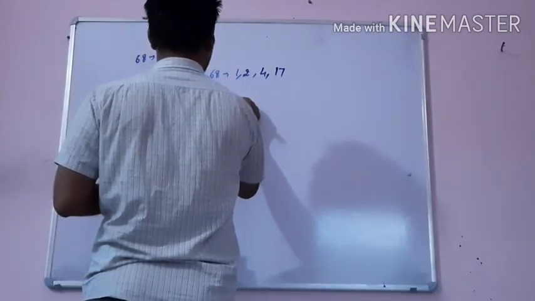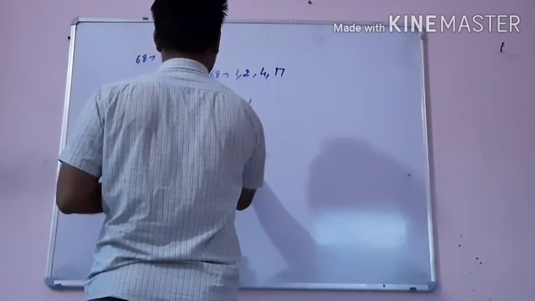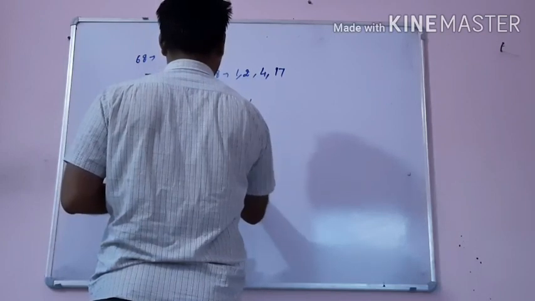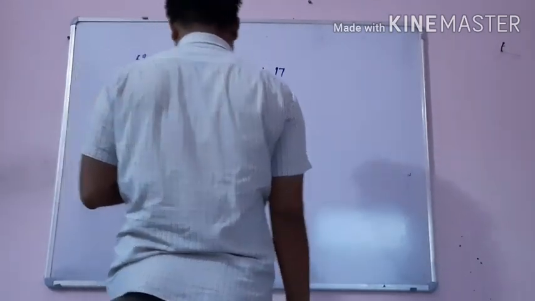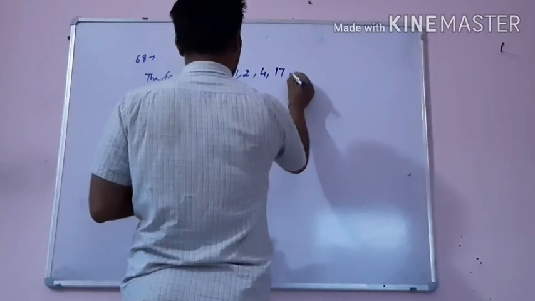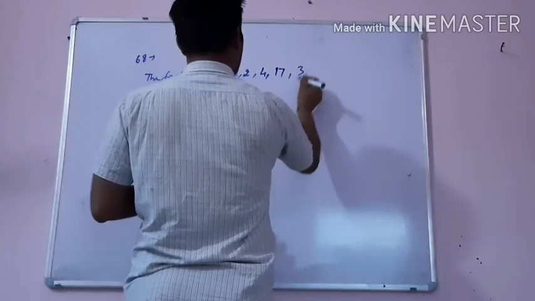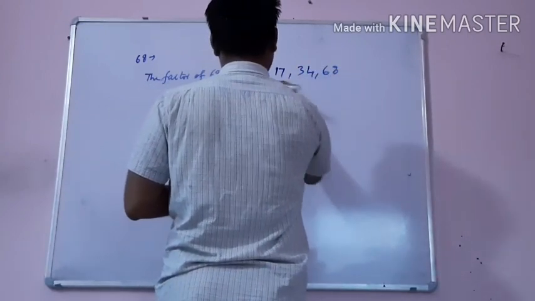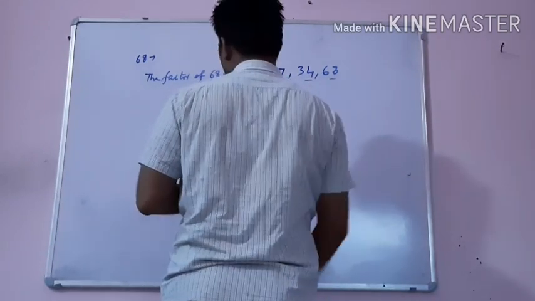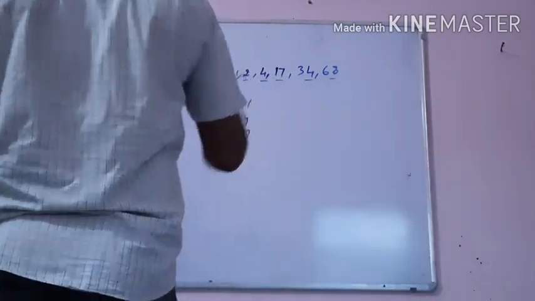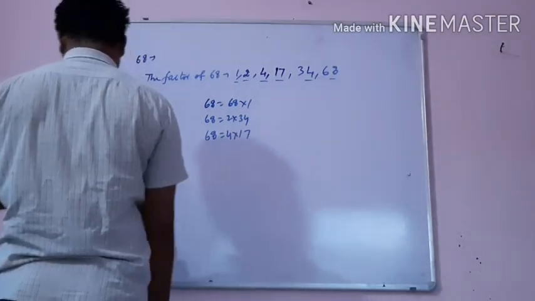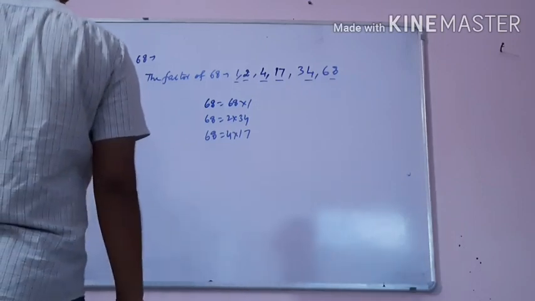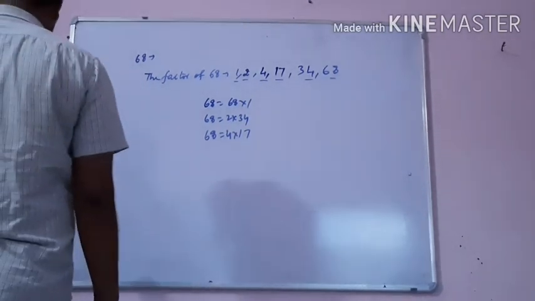68 equals 68 multiplied by 1. 68 equals 2 multiplied by 34. 68 equals 4 multiplied by 17. In this manner we find them. So the factors are 1, 2, 4, 17, 34, 68. 1, 2, 3, 4, 5, 6. So 68 has a total of 6 factors.